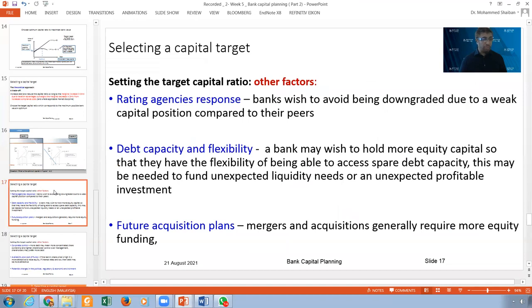Let's come now to see other factors that will affect our selection of the target capital, which is the rating agencies. Of course, the rating agencies' responses are very important because they will rate us, and those people look for more capital. The second thing, we also have to look at the future and contemplate whether we should have that capacity and flexibility.